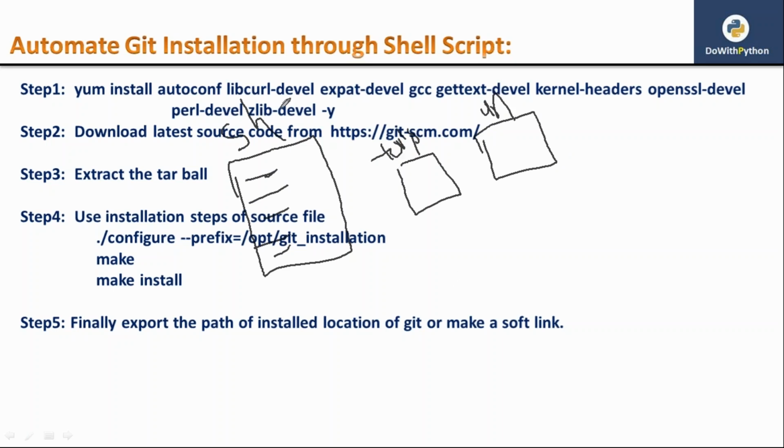The tools list is nothing but the tools you require for Git. I will place all those tools one by one in this file, only tools. Then you have to download your tarball from the website. For that you have some URL, and I will copy and paste that URL into this file.